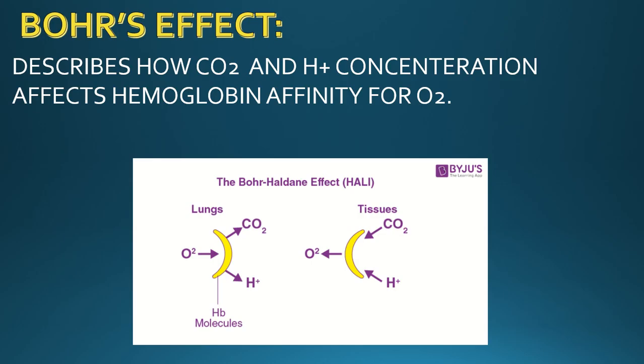What is the Bohr effect? The Bohr effect describes how carbon dioxide and hydrogen ion concentration affect hemoglobin affinity for oxygen. And there is another effect called the Haldane effect that describes how oxygen concentration affects hemoglobin affinity for carbon dioxide and hydrogen ion concentration.